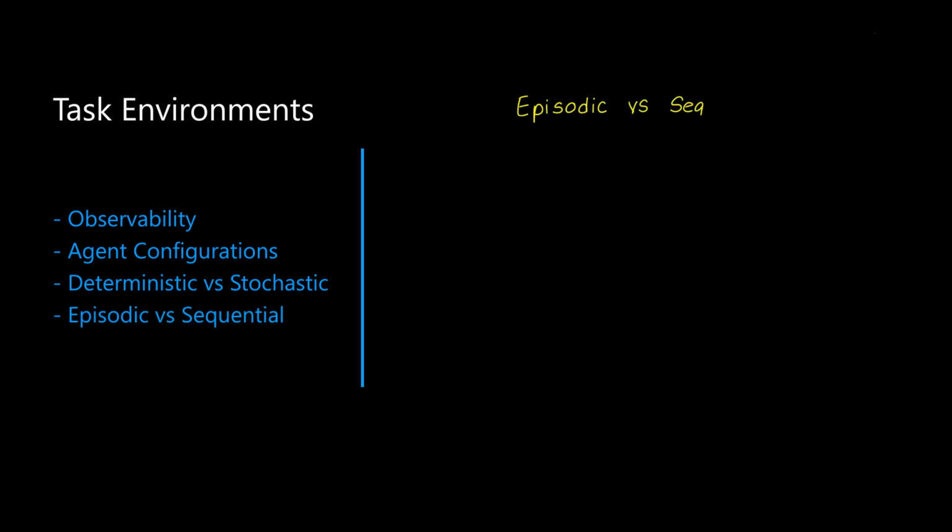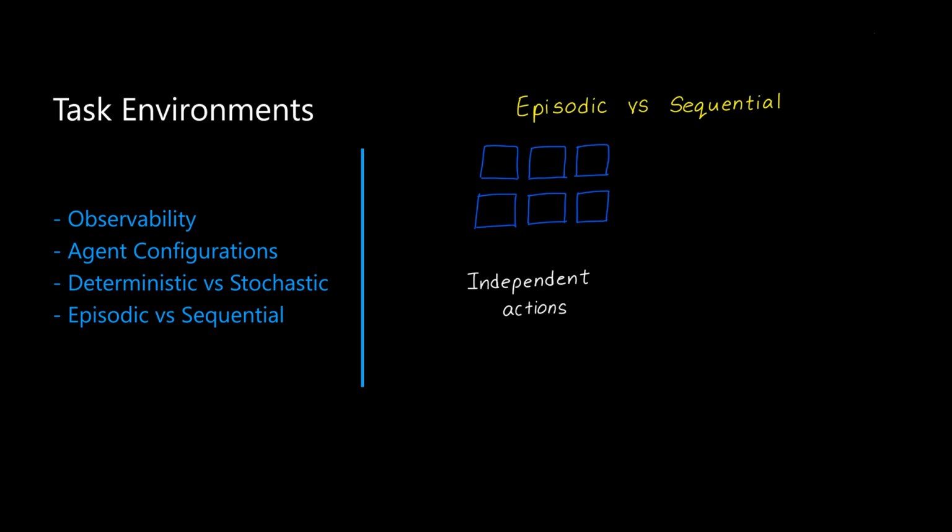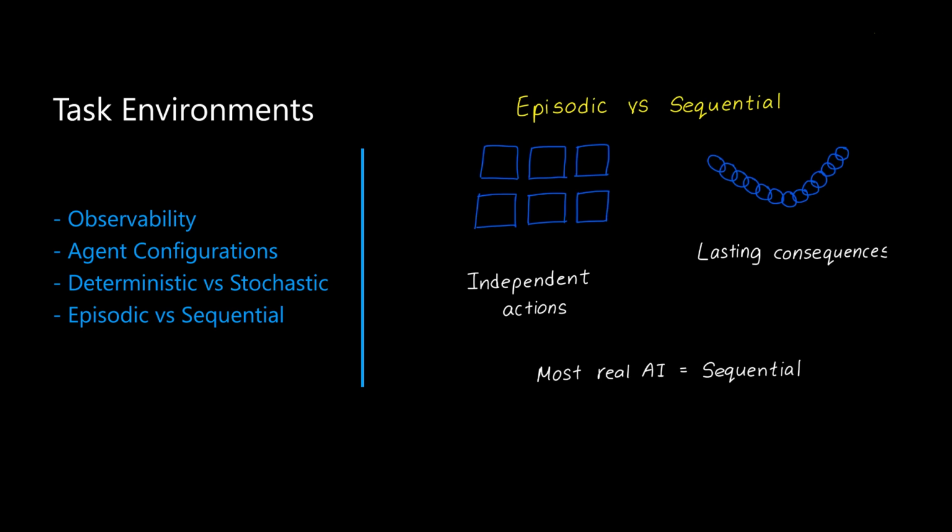Episodic versus sequential is another key distinction. In episodic environments, each action is independent. Today's decision doesn't affect tomorrow's options. Sequential environments are the opposite. Actions have lasting consequences. A chess move affects all future possibilities. Most real-world AI problems are sequential.